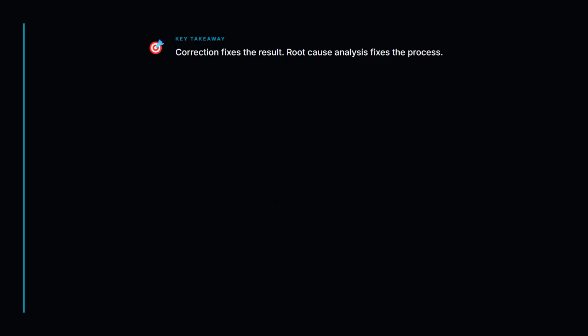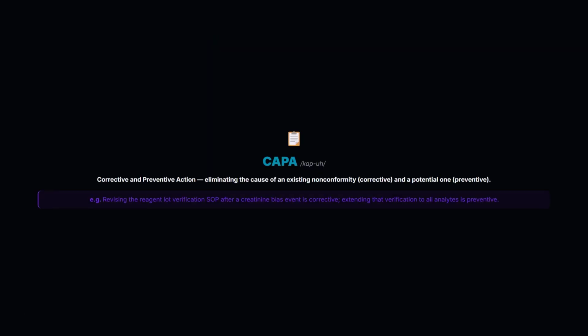Let's define our terms precisely, because assessors will test this distinction. CAPA stands for corrective and preventive action, but note it is two separate concepts bolted together, not one. A corrective action eliminates the cause of an existing nonconformity. A preventive action eliminates the cause of a potential one that hasn't happened yet.